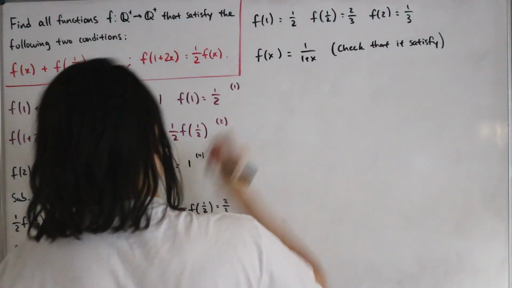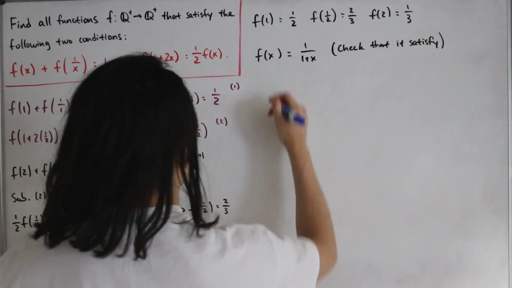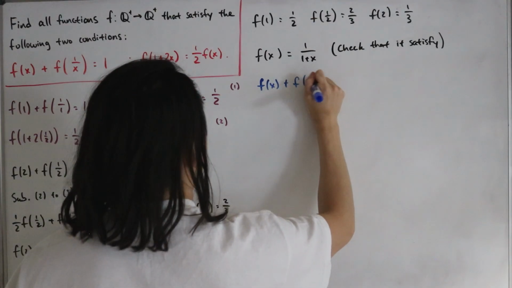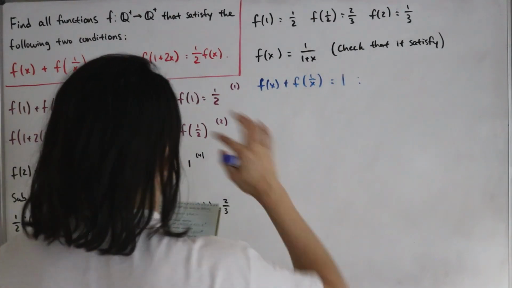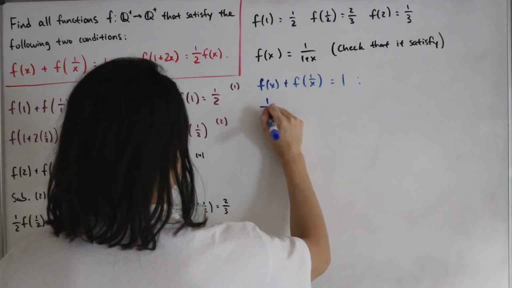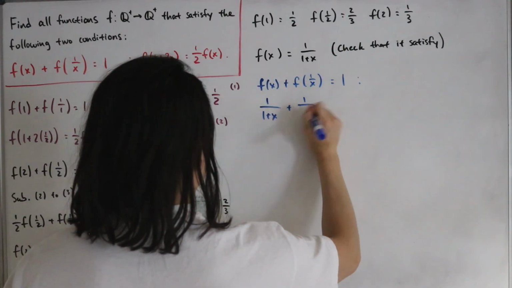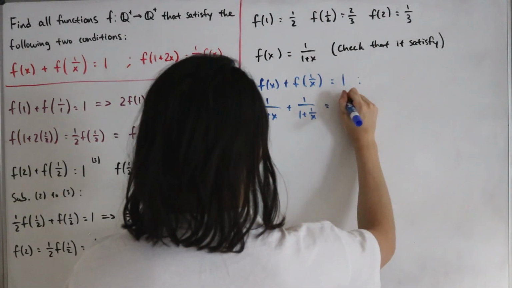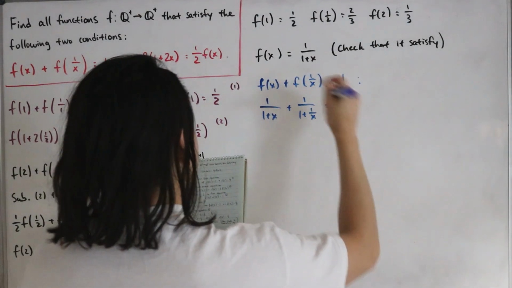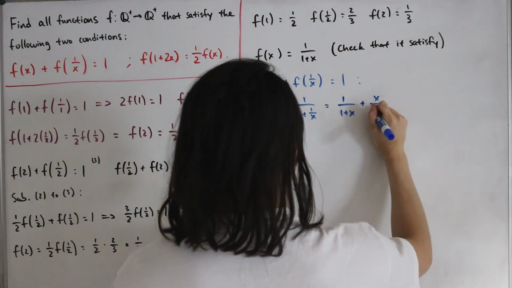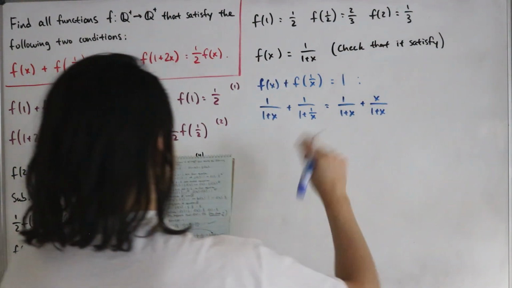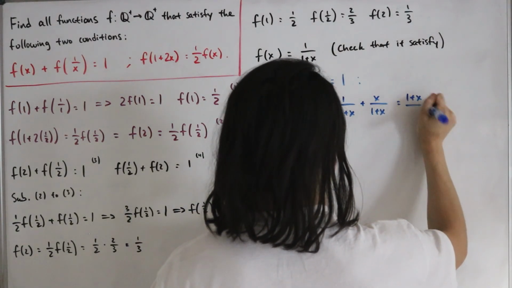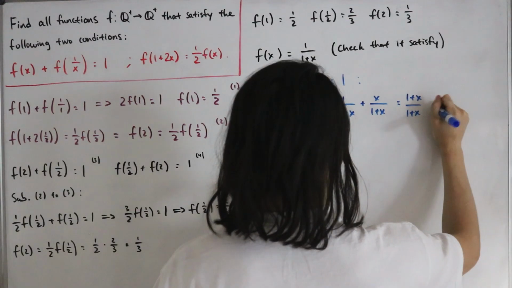The first equation says f of x plus f of 1 divided by x is equal to 1. So let's check that. I have 1 divided by 1 plus x, plus 1 divided by 1 plus 1 divided by x. If we simplify it down, I'll multiply x to the numerator and denominator, so I have x divided by 1 plus x. Combining everything together since it has the same common denominator, 1 plus x divided by 1 plus x is equal to 1.